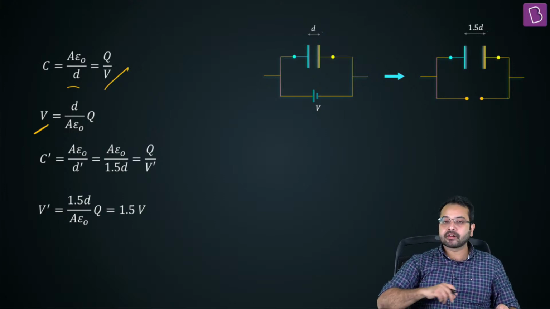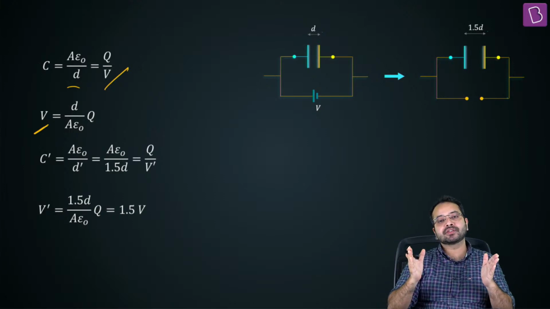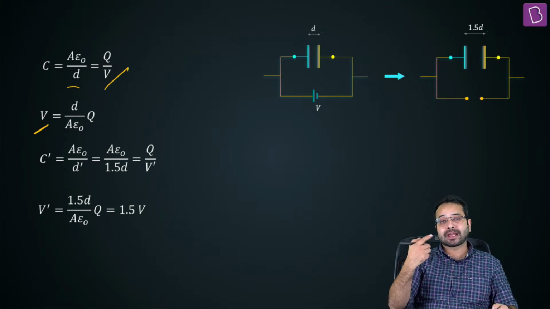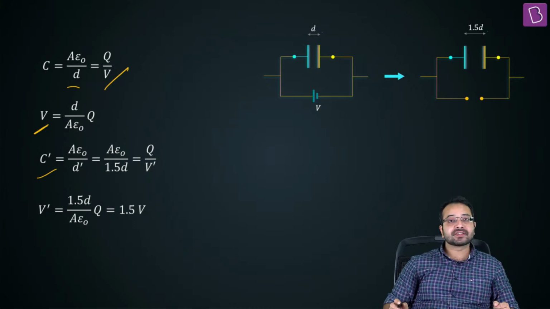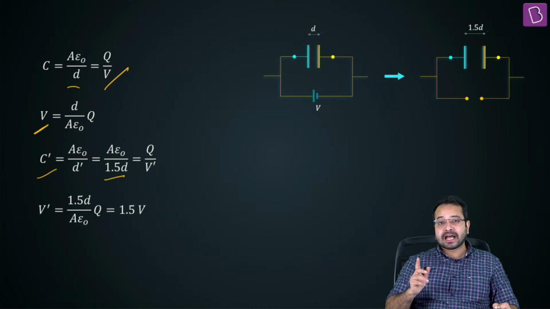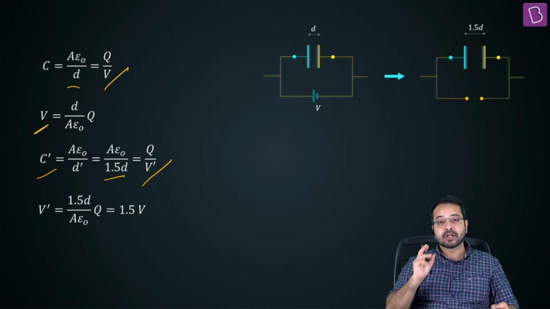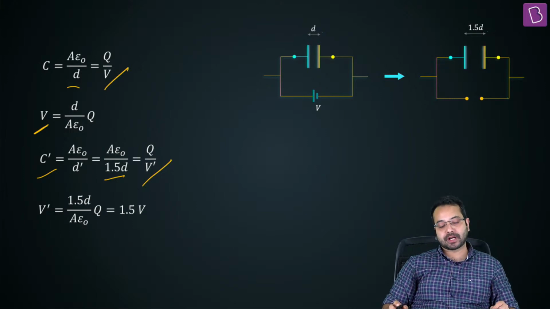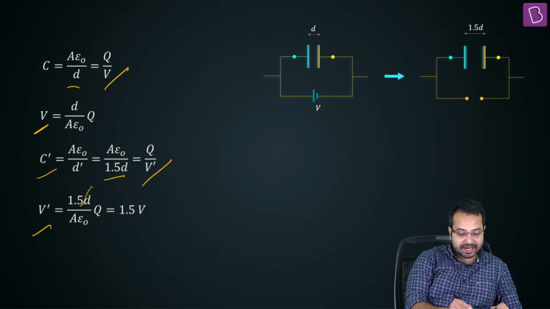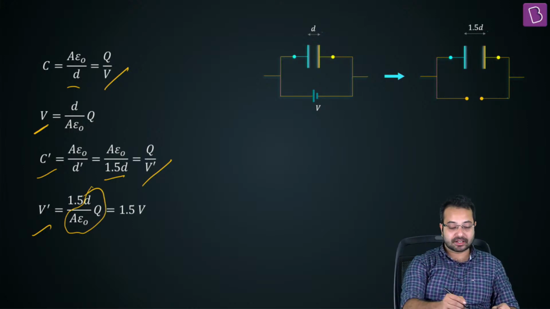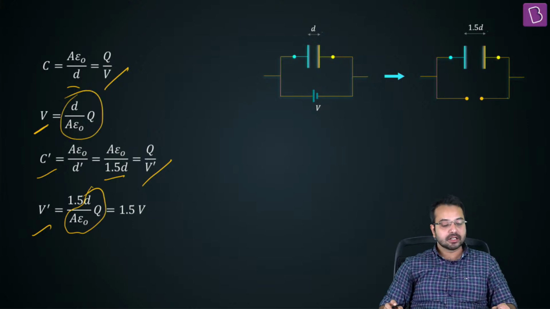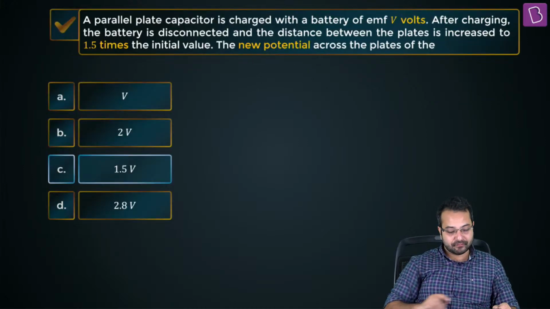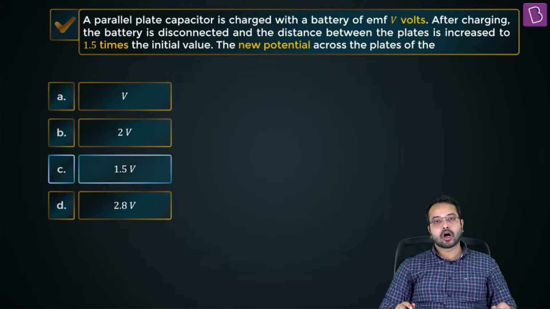Now we have removed the battery and we have increased the distance between the plates, so the capacitance is going to change. So the new capacitance C prime is going to be A epsilon naught upon D prime, and what is D prime? It is 1.5 D, and this we are going to write as Q upon V prime. Notice now this is an isolated capacitor, so the charge is going to remain the same. The potential is going to change, which is going to become V prime. So V prime is going to be 1.5 multiplied by this quantity, which is nothing but V. We have already calculated that. So the answer is going to be 1.5 volt, and option C is going to be the right option.